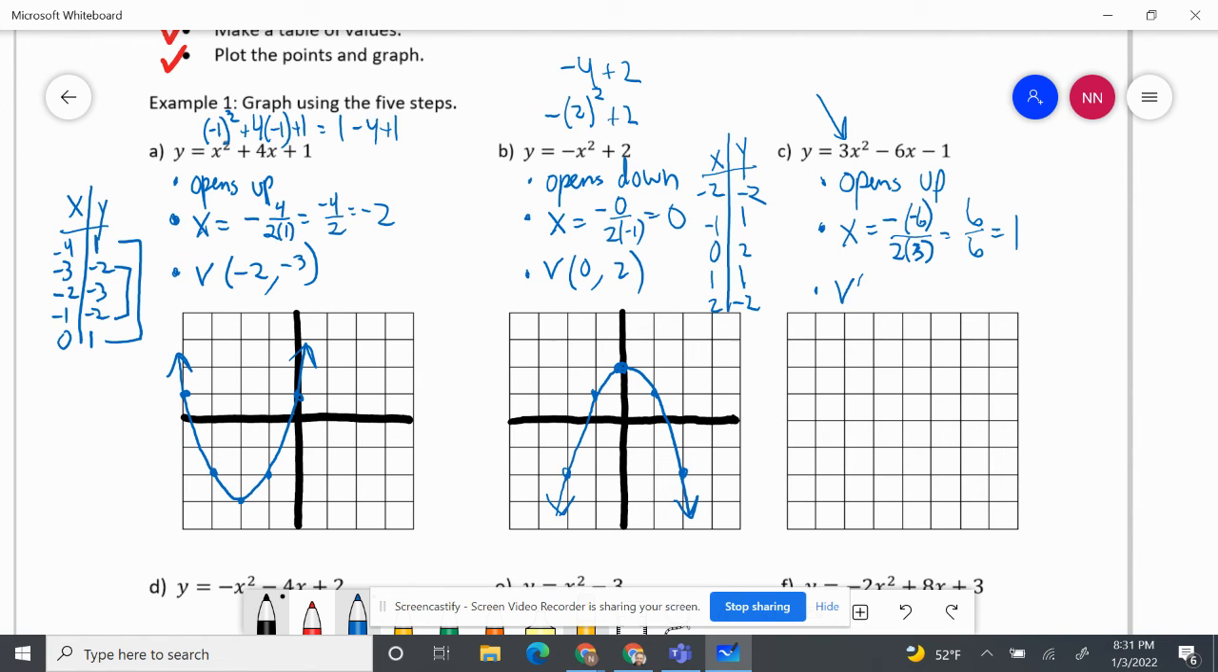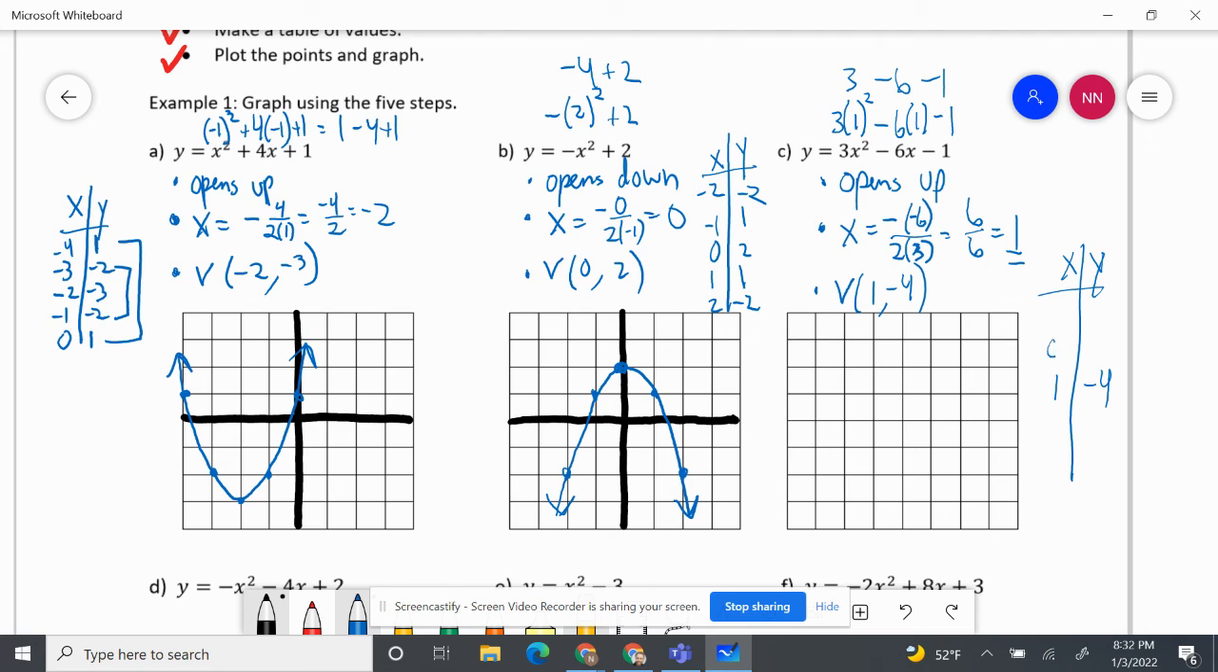So when we have our vertex, the 1, remember the axis of symmetry and the vertex are the same. We're going to take the 1 and plug it in for the x. And so 1 squared is 1, times 3 is 3. -6 times 1 is -6, minus 1. 3 minus 6 is -3, minus 1 is -4. We have the 1, -4. That right there is our vertex.